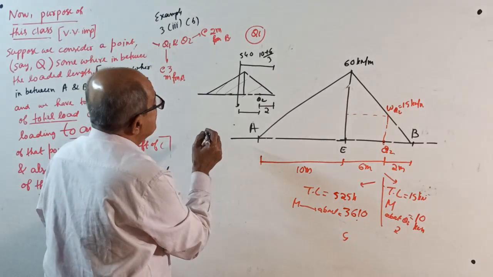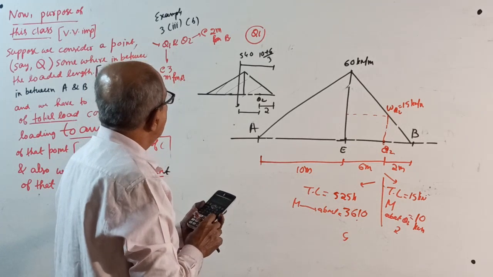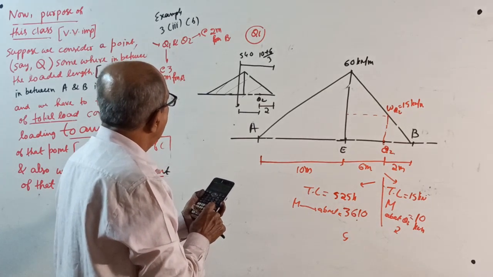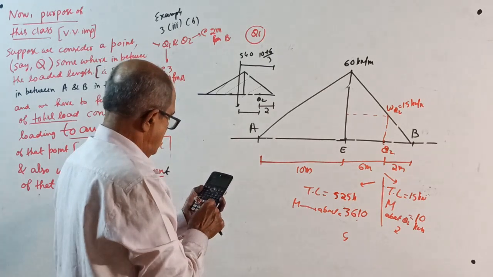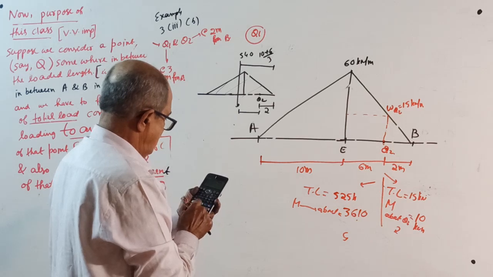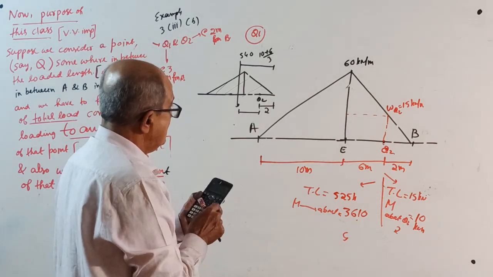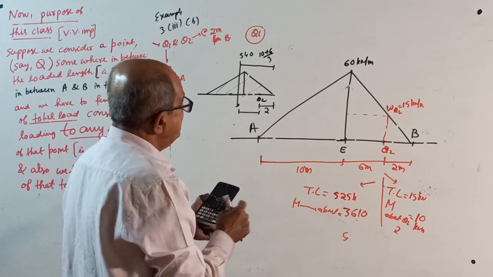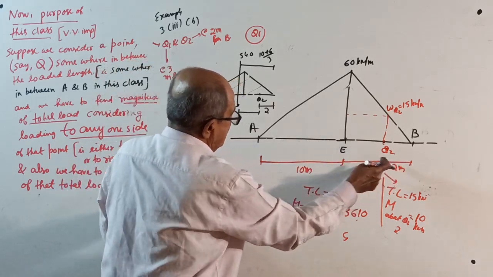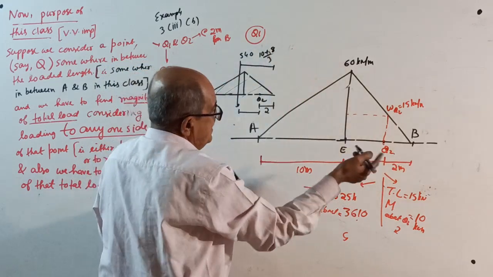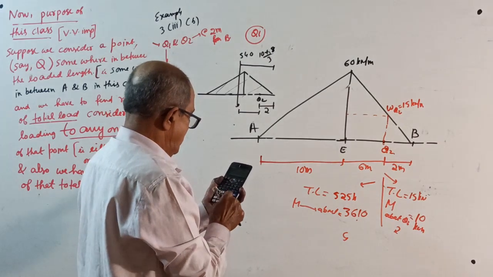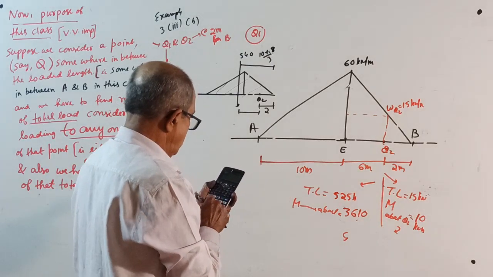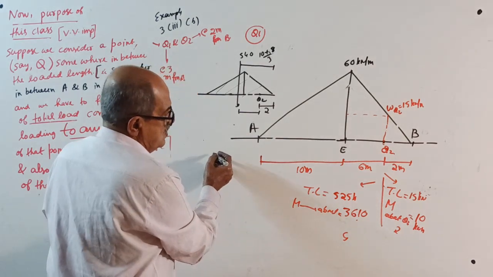Huh? Something wrong. Moment about Q2 is half into 18 into 60. 540 is correct. 10 plus, that is 8 meter. Oh, this is 8 meter here, not 6 meter. Oh, see, mistake. 10 plus 8 divided by 3 is 6 meter. If it is 6 meter there, subtract 2 meter into 540 will give me 2160. 2160 now.